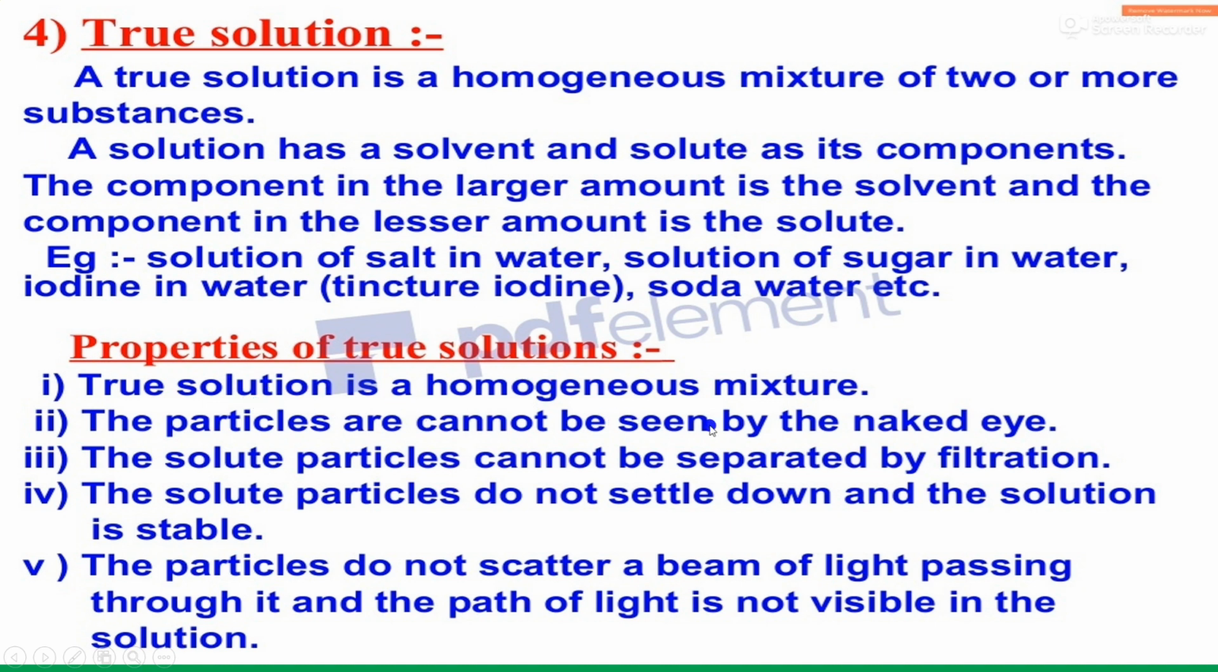True solution is a homogeneous mixture. That means in every part of the solution, the ratio is the same. Then the particles cannot be seen by the naked eye. The solute particles cannot be separated by filtration. The solute particles do not settle down and the solution is stable. If you keep it undisturbed, then it will not settle down because it is a homogeneous mixture and it is stable. Then the particles do not scatter a beam of light passing through it, and the path of light is not visible in the solution because the solute particles are completely dissolved in the solvent.